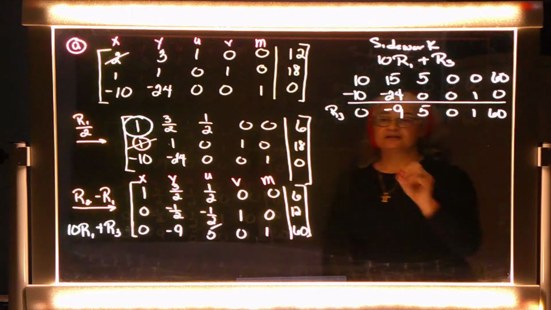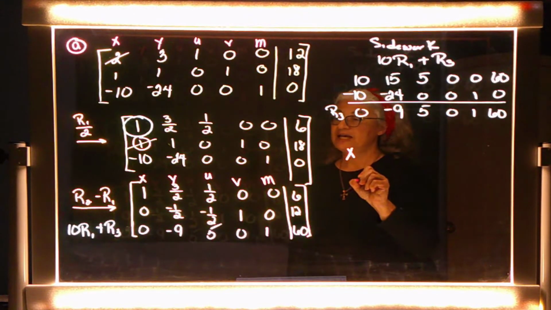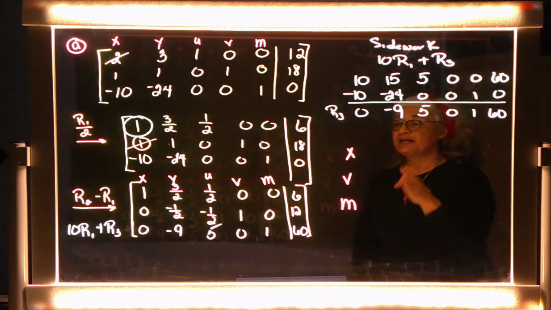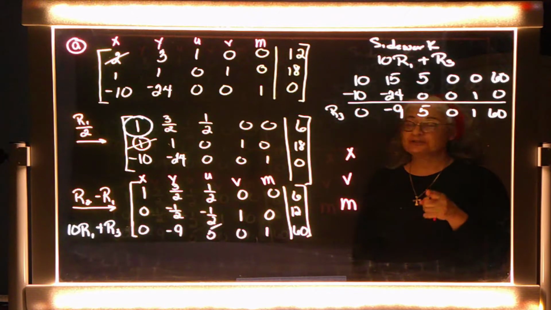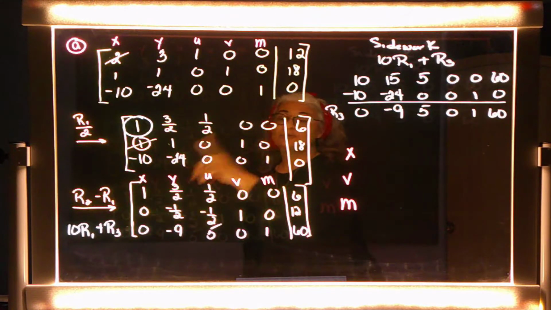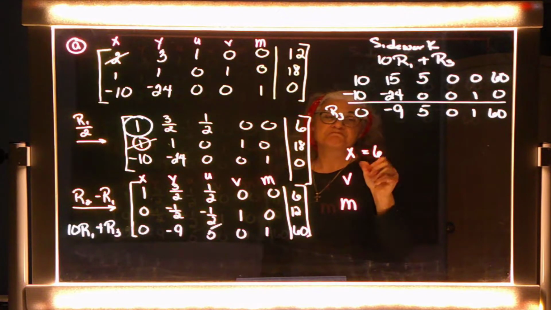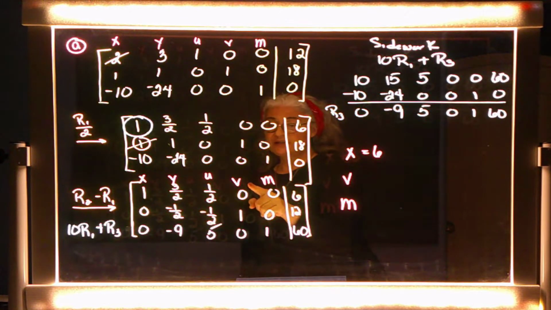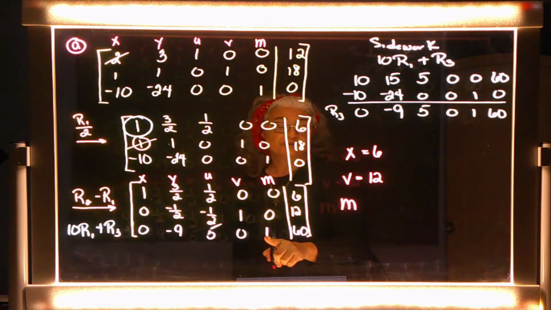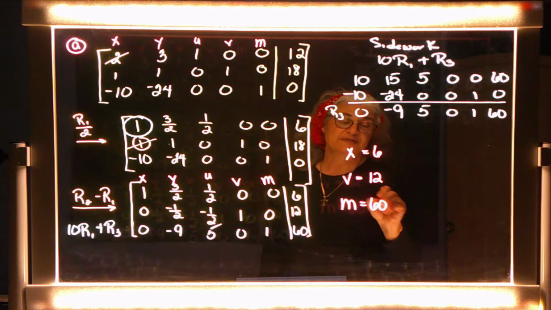So I'm noticing columns X and column V and column M have the 1 and the 0s. So let's look at that. The X column, that means that X, the 1 here, is going to be equal to 6. The V has the 1 in it in the second row, so it means that the V is going to be equal to 12. And last but not least, the M, the 1 is in the third row, which means it's going to be equal to 60.